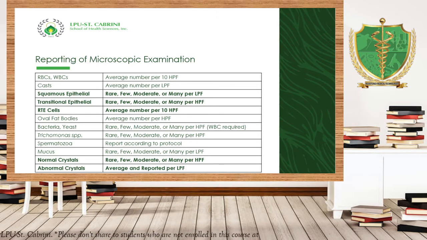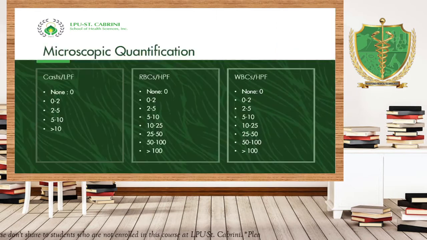Now cast. Is cast considered normal and abnormal? No. Cast will always be considered abnormal. So this is how we are going to quantify our cast, our RBC and WBC. For RBC and WBC, it will be the same: 0, 0 to 2, 2 to 5, 5 to 10, 10 to 25, 25 to 50, 50 to 100, and greater than 100.